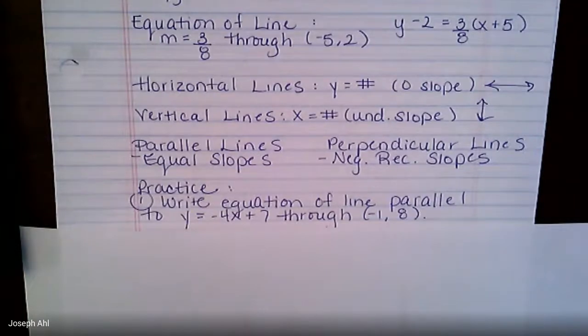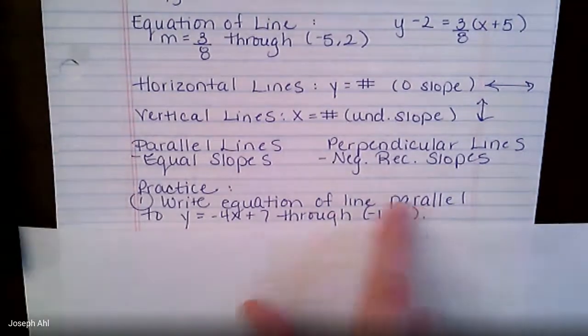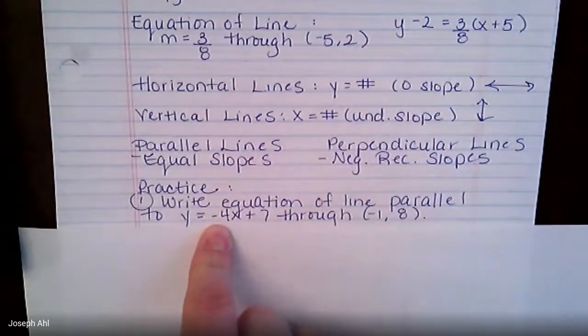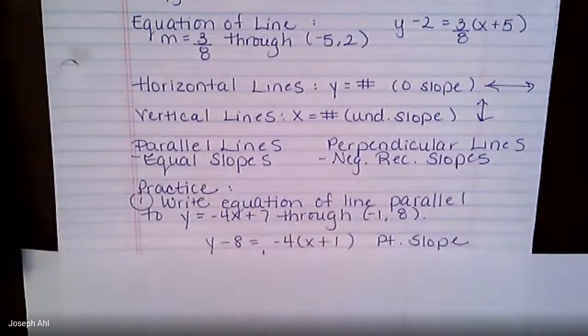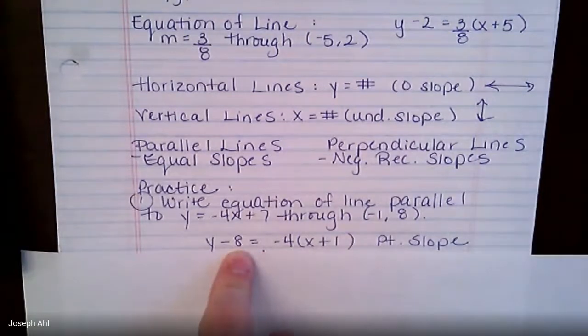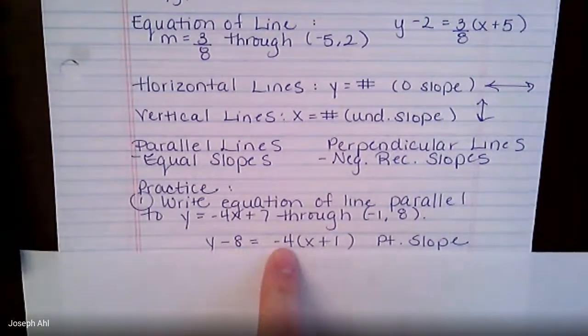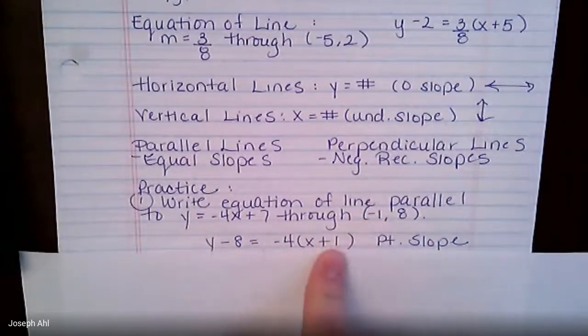Write the equation of a line parallel to y equals -4x plus 7 through the point -1, 8. So if I see the word parallel, I know I have to keep the slope the same. The slope of this line is -4. To go through the point -1, 8, I think it makes sense to start with point-slope form. Y minus y1, y minus 8, would equal the slope, -4, times x minus x1. So x minus the -1 would become x plus 1 there.